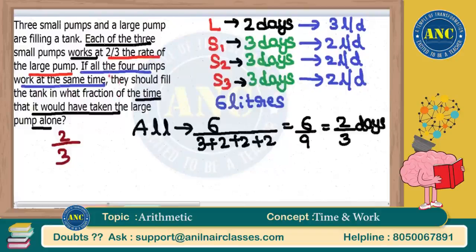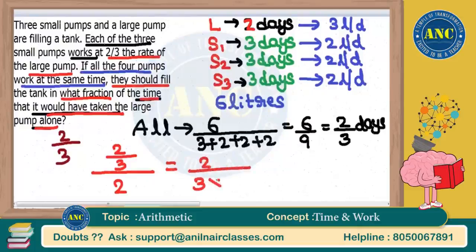What is the question? If all 4 pumps work at the same time, they should fill the tank in what fraction of the time it would have been taken by the large pump alone. All 4 pumps take 2/3. The large pump alone will take how many days? 2 days. So the answer is 2/3 divided by 2, which equals 1/3. The answer in fractional notation is 1/3. I hope it is clear. Initially, I did not take fractions. I made it 2, 3, 3, 3 so that it would be easier to calculate and get the answer faster.